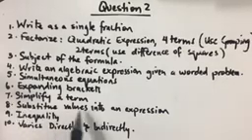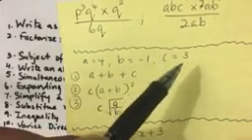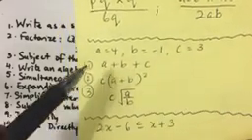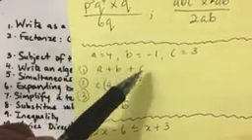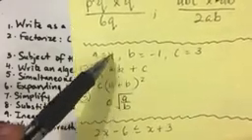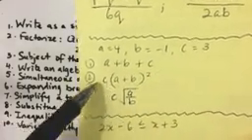Next one, substitute values into an expression. So they would give us a is equal to 4, b is equal to -1, and c is equal to some number, let's say 3. And then they would tell us now to solve for this, a plus b plus c. So we're just going to replace a as 4, b as -1, and c as 3. That's all we're going to do here. Look at the second one.